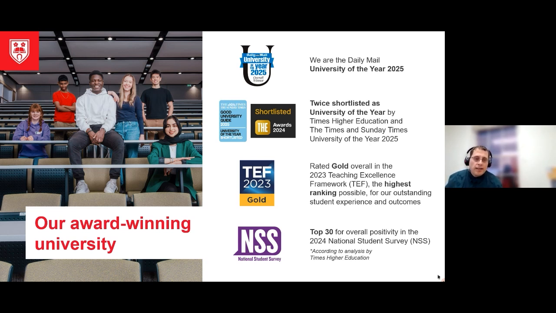One of those is the Times Higher Education Awards, which is known as the Oscars of higher education. We also have been awarded a Gold Award in the Teaching Excellence Framework, which is a national scheme run by the Office for Students. And as a university, we are extremely proud that we hold that overall gold, meaning that our university gives you an outstanding experience and helps you to build for your future.